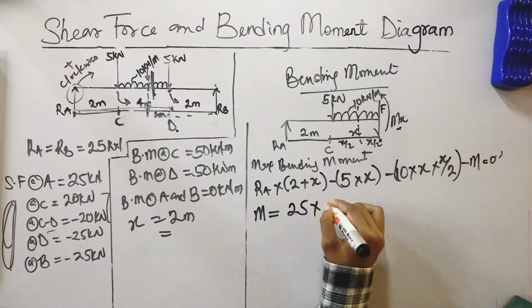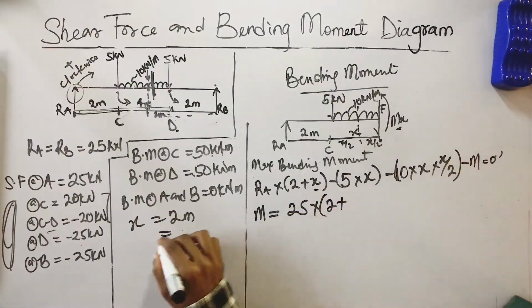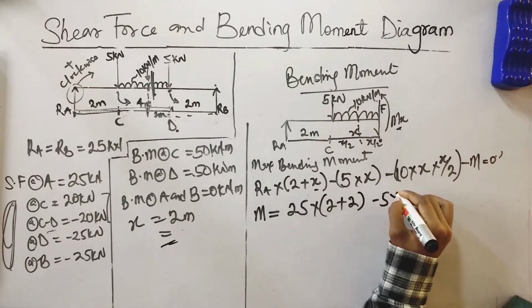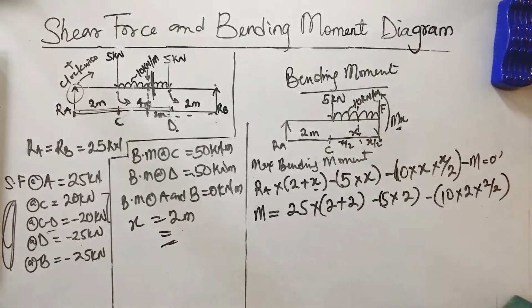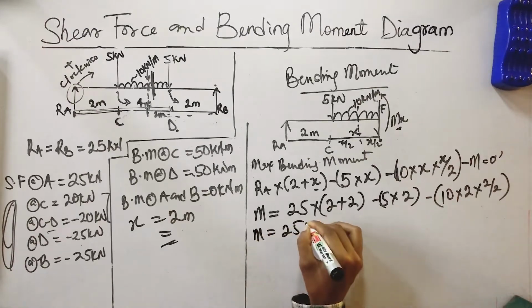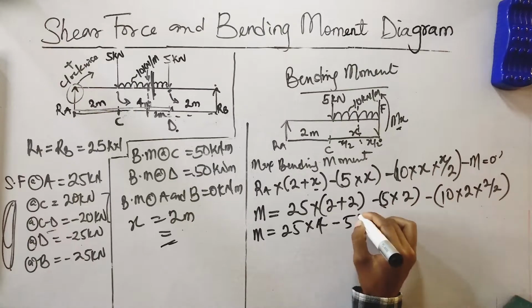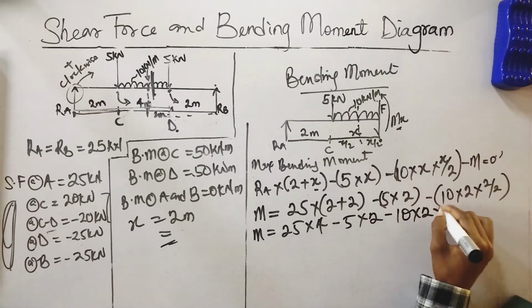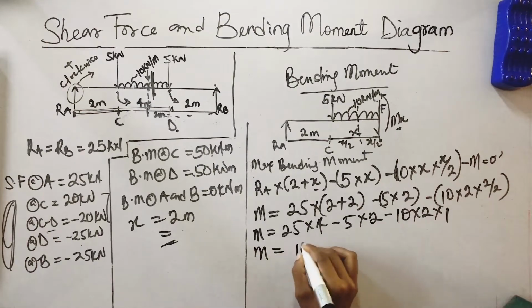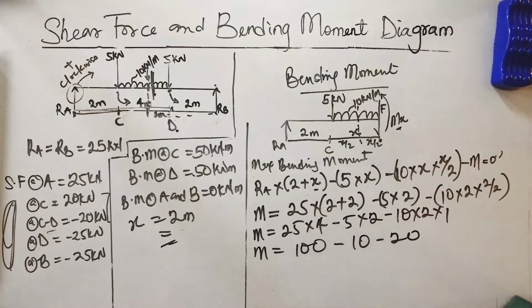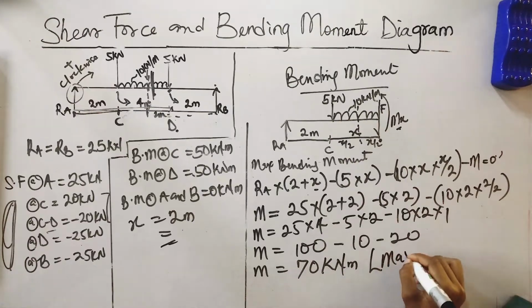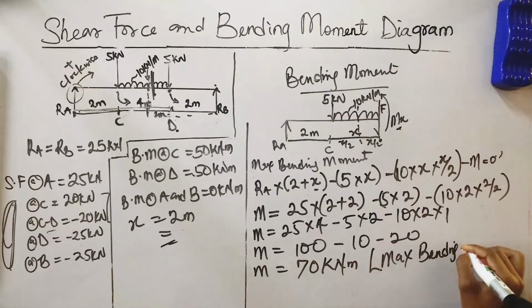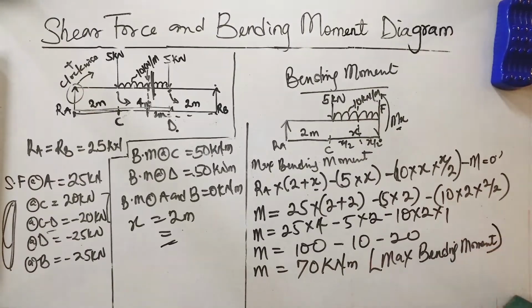So we have M is equal to RA, which is 25, times open bracket 2 plus 2, remembering x is 2. Substituting the value for x, we have minus 5 times 2 minus 10 times 2 over 2. So resolving this whole thing, we have M is equal to 25 times 4 minus 5 times 2 minus 10 times 2 times 1. So we have M is equal to 100 minus 10 minus 20. So we have M is equal to 70 kilonewton meter. So this is the value for the maximum bending moment that occurred in this beam.